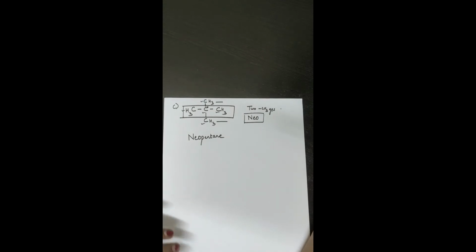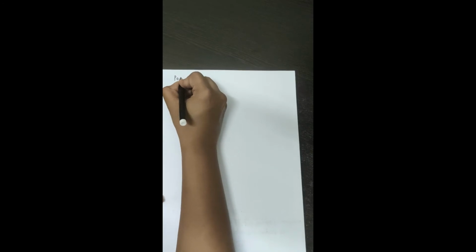So these are the three isomers for pentane. You have your normal pentane, then you have your isopentane, and then you have your neopentane. Okay, let's see the next isomerism, that is position isomerism.